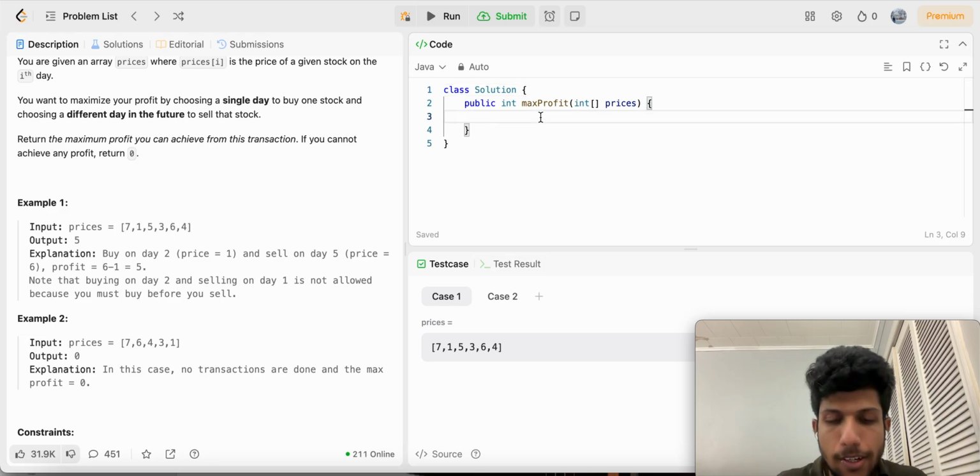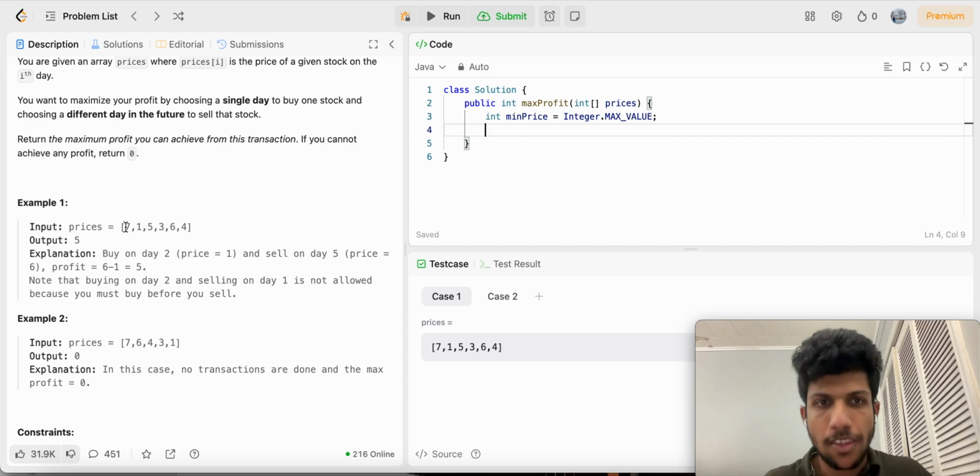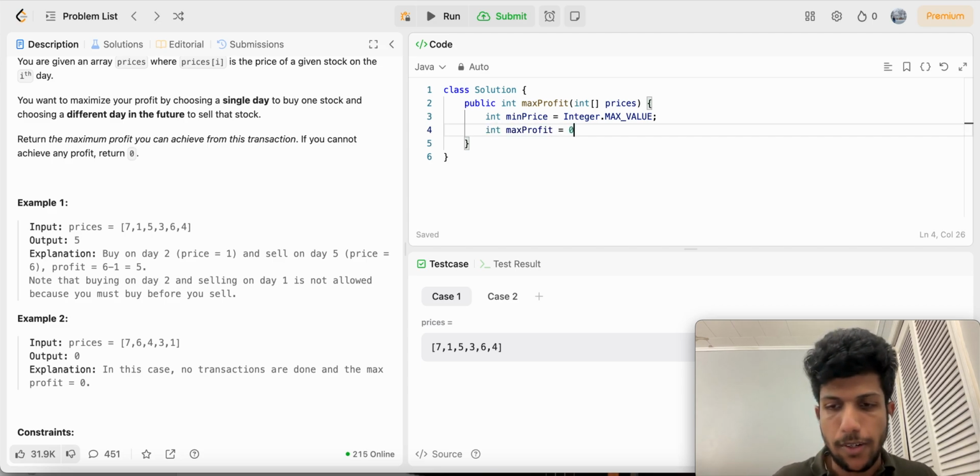Okay, so now I would take a min price, and I would declare it to a maximum value, so that if I want to compare a value with 7, I need to have a larger value to compare it with, right? And the max profit, I would declare it as 0 for now.